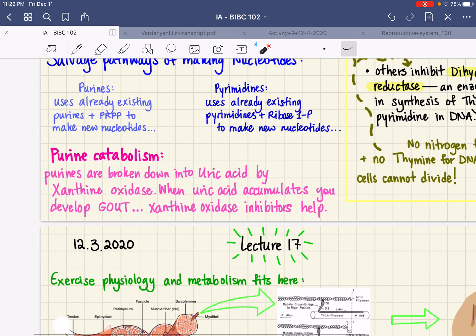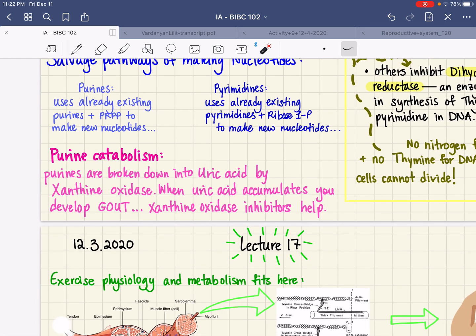Purine catabolism. I guess the main takeaway would be that purines are broken down into this molecule called uric acid by the enzyme xanthine oxidase. However, this could be a problem for some people because when uric acid accumulates, mostly in our joints, it can cause a lot of inflammation and many other problems, and the person can develop gout.